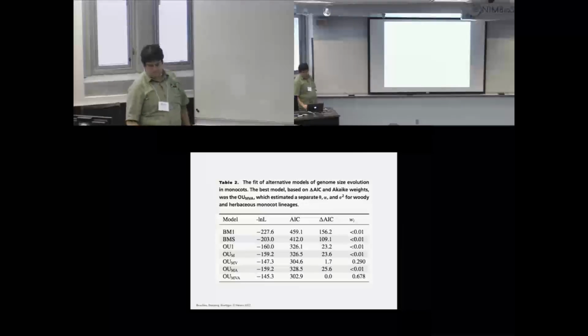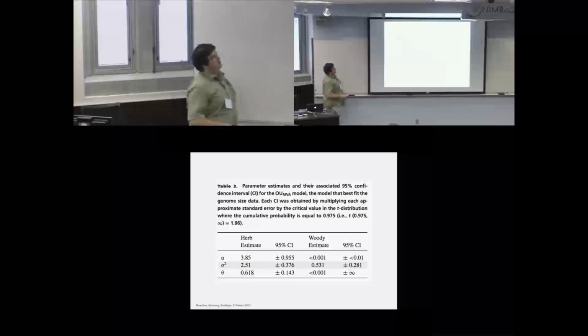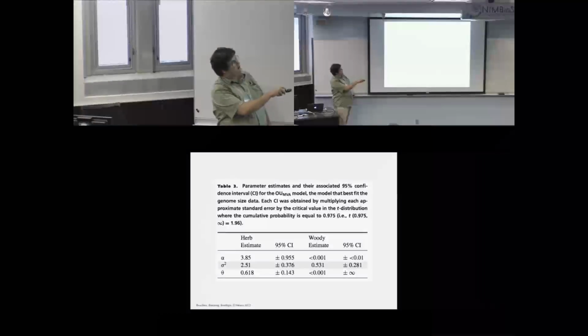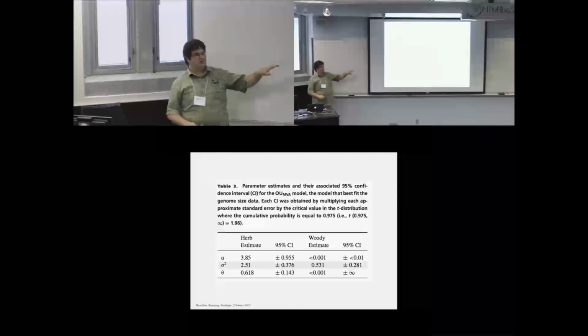Okay. So using that best model, we took these estimates, and so here are the estimates for alpha, sigma, and theta for herbaceous plants and woody plants. Okay, so look at this for a minute, and then talk to your neighbor and figure out what this all means.